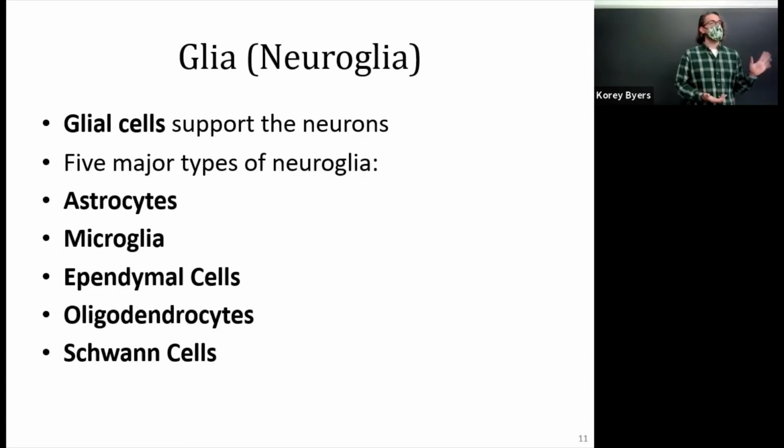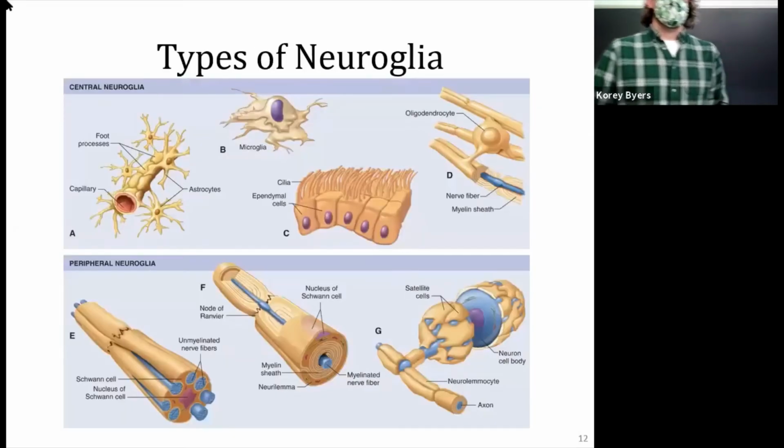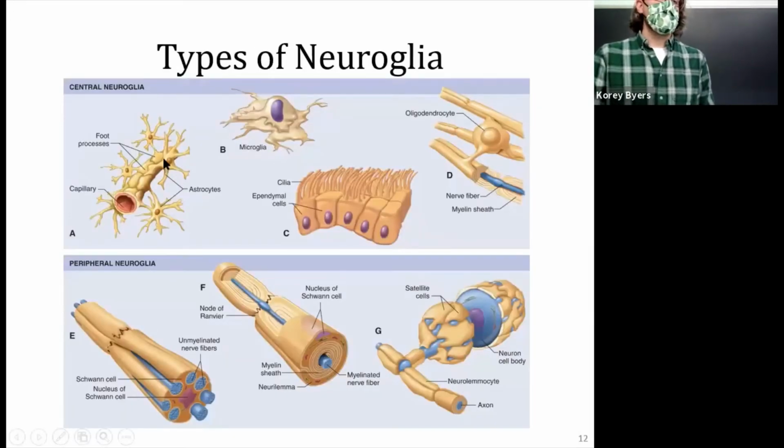And there are 5 major types. 2 of them are essentially the same thing, just one's in the central nervous system and one's in the peripheral. But we have astrocytes, microglia, ependymal cells, oligodendrocytes, which is a fun word to say, and Schwann cells. And they're named by their shape and what they do.